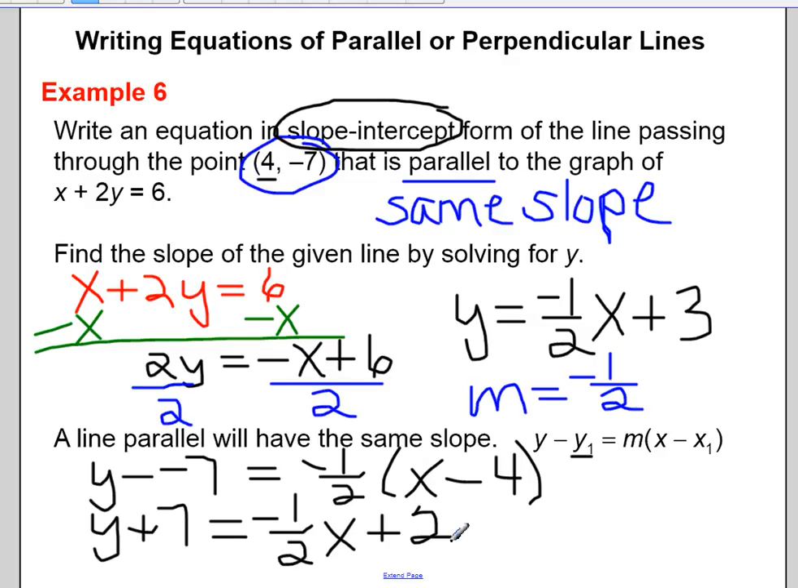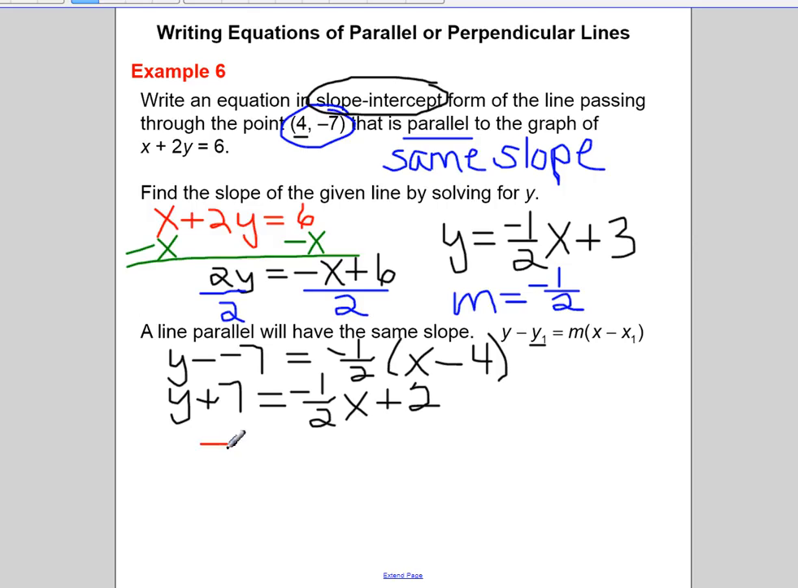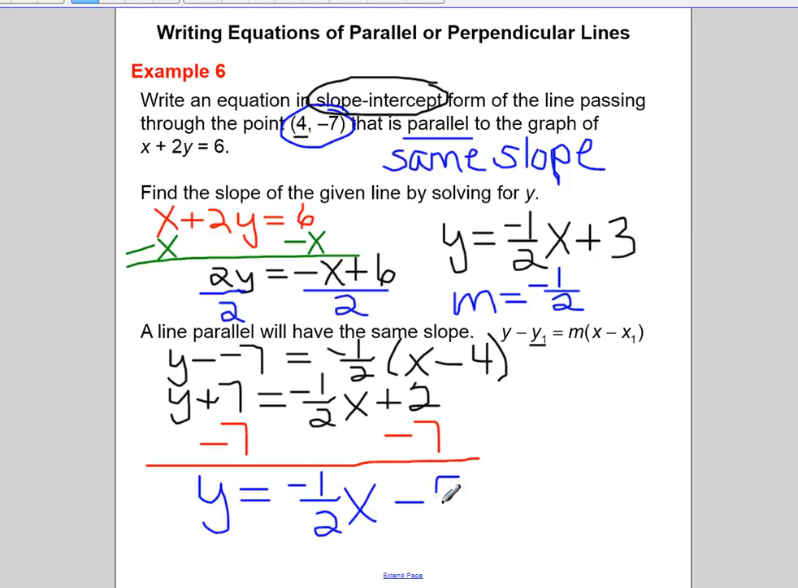We're nearly able to write this equation in slope-intercept form, but we want to get the y by itself. To do that, we're going to subtract 7 from both sides of this equation, combining like terms, and our equation is going to be written as y equals negative 1/2 x minus 5. That's our equation of the new line that's parallel to the given line, written in slope-intercept form.